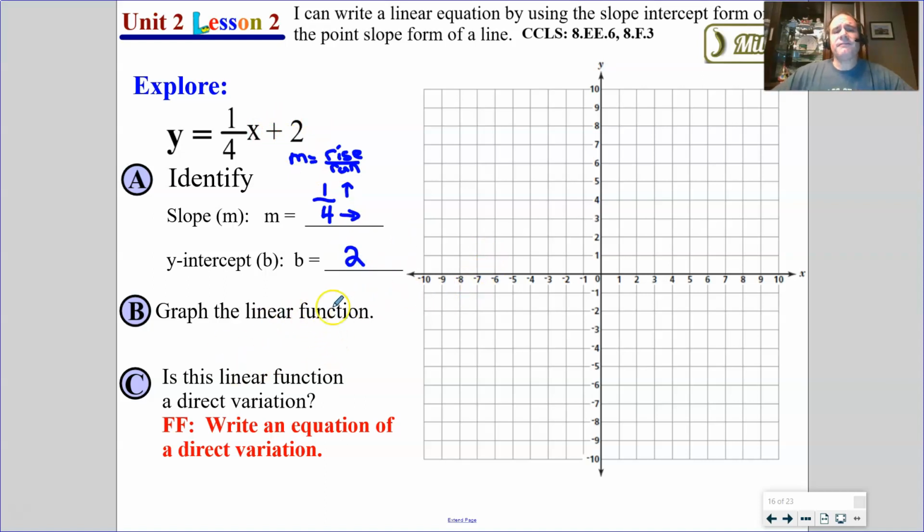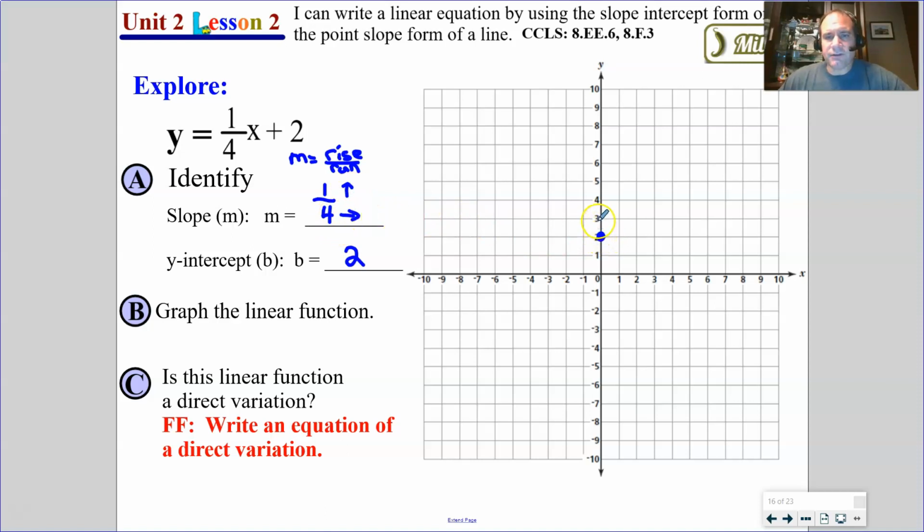Alright, it says graph this linear function, so we are going to go over to the graph, and the y-intercept is 2. So we're going to go up on the graph, and we're going to put a point on 2. The y-intercept is the starting point, right? So the y-intercept is where the line crosses the y-axis. So we put that point on 2. But from the 2, we have to rise 1 and run to the right 4.